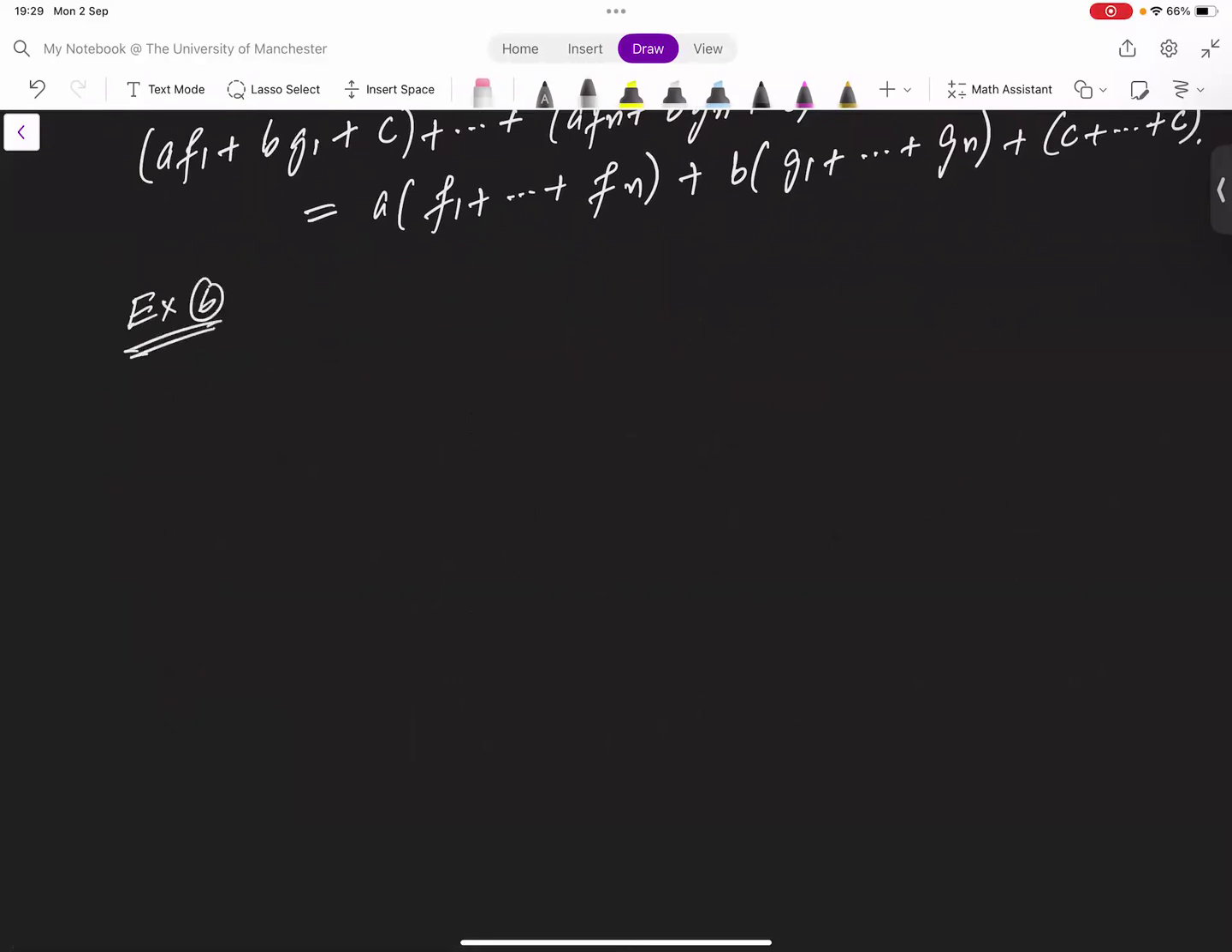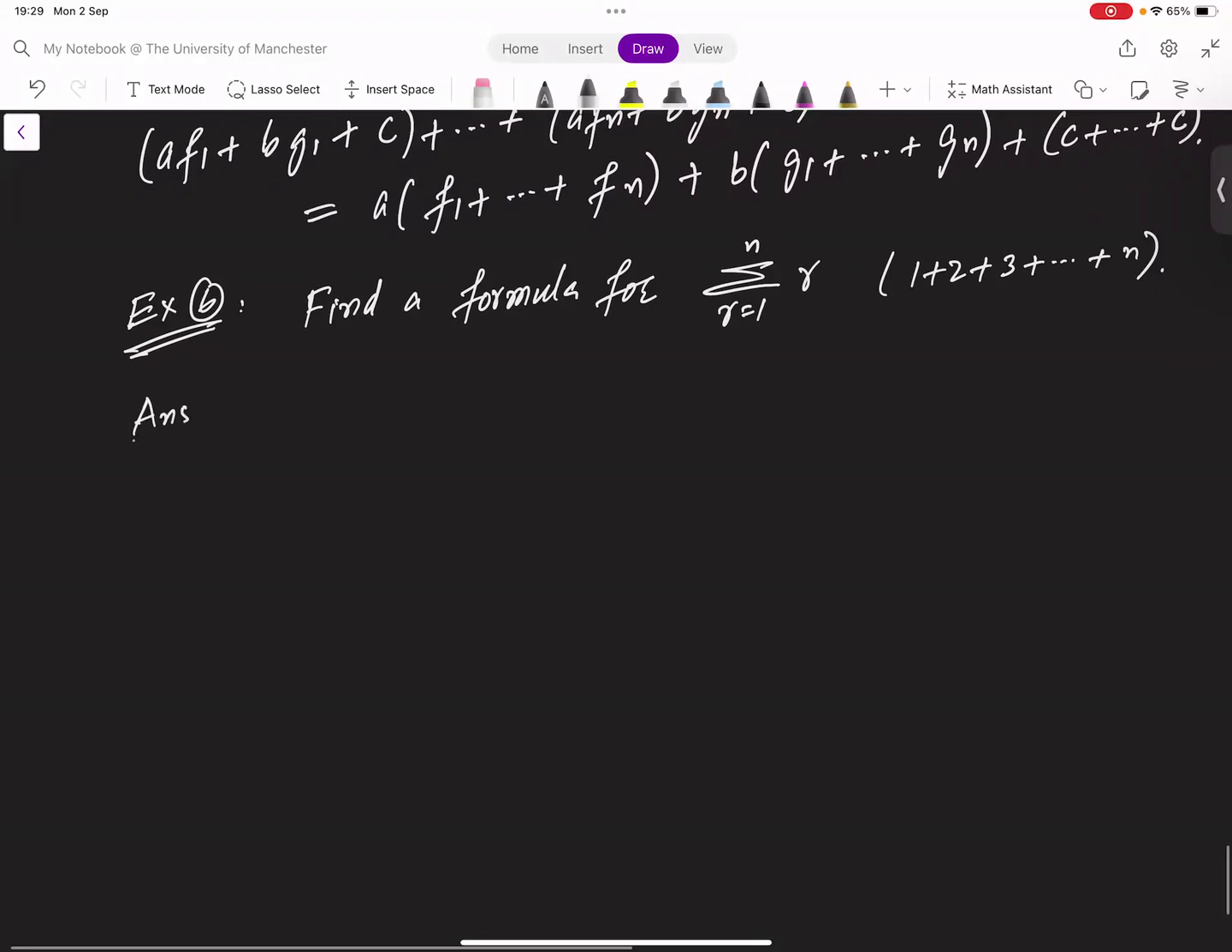Example number 6 says: find a formula for the sum over r from 1 to n of r. This is the sum of the first n integers. Okay, find a formula for that.